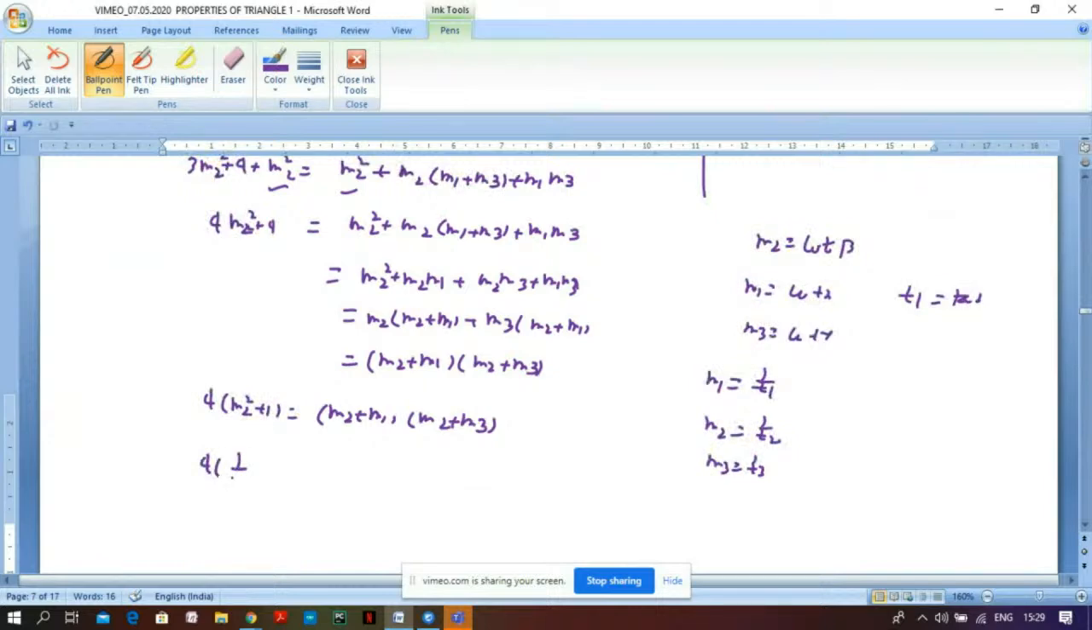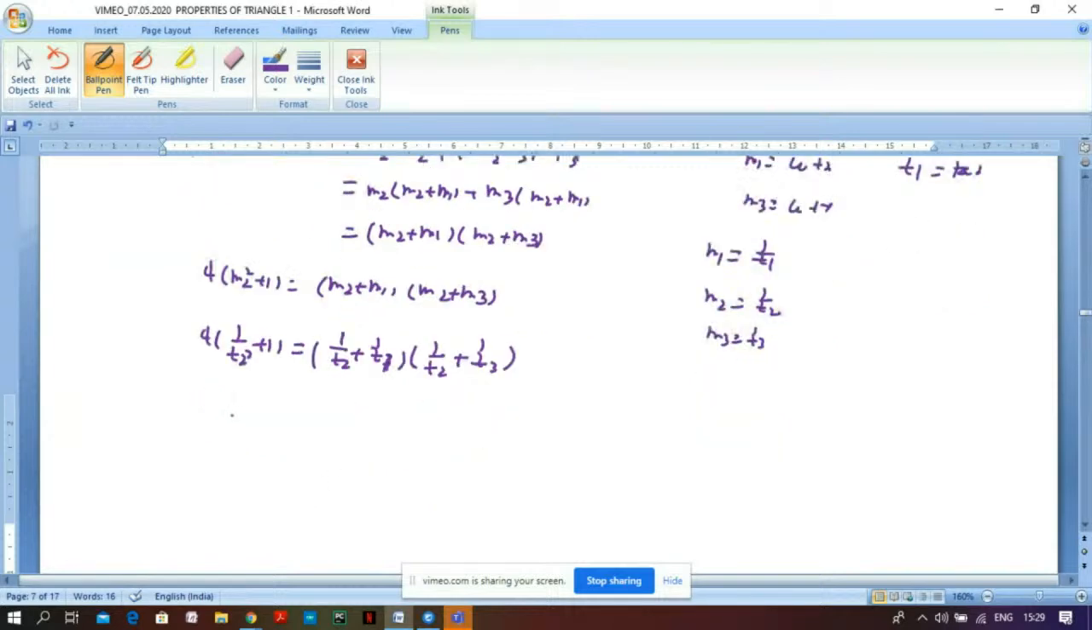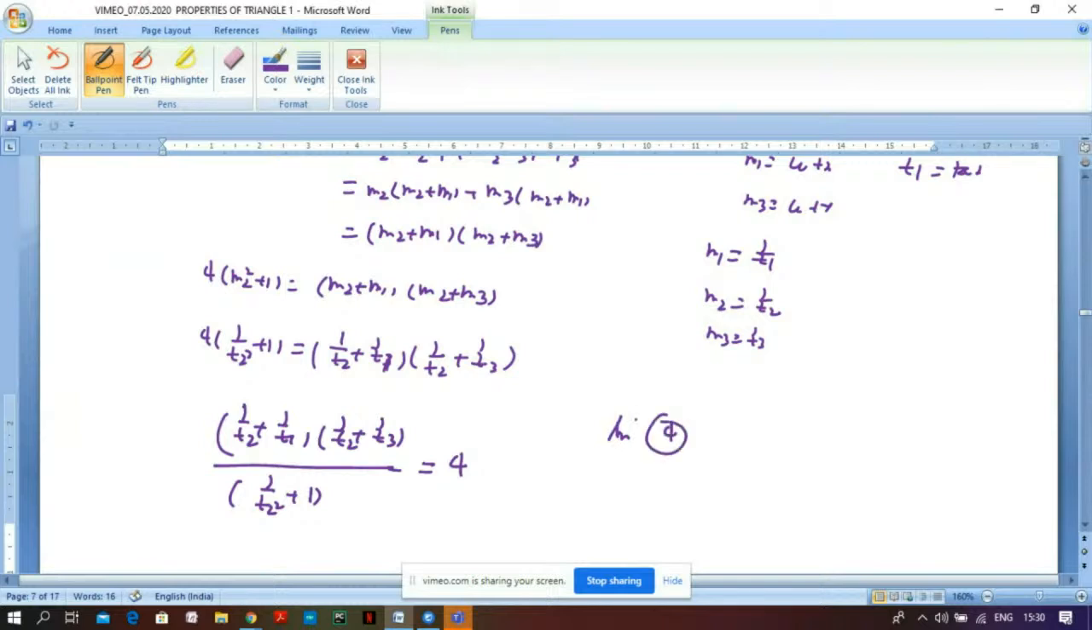You get 4 times 1 by T2 squared plus 1 is 1 by T2 plus 1 by T1 times 1 by T2 plus 1 by T3. And so ultimately we can write this as, just bringing this to the other side, 1 by T2 plus 1 by T1 times 1 by T2 plus 1 by T3, whole over 1 by T2 squared plus 1, and that number equals 4. And so my answer here is 4.